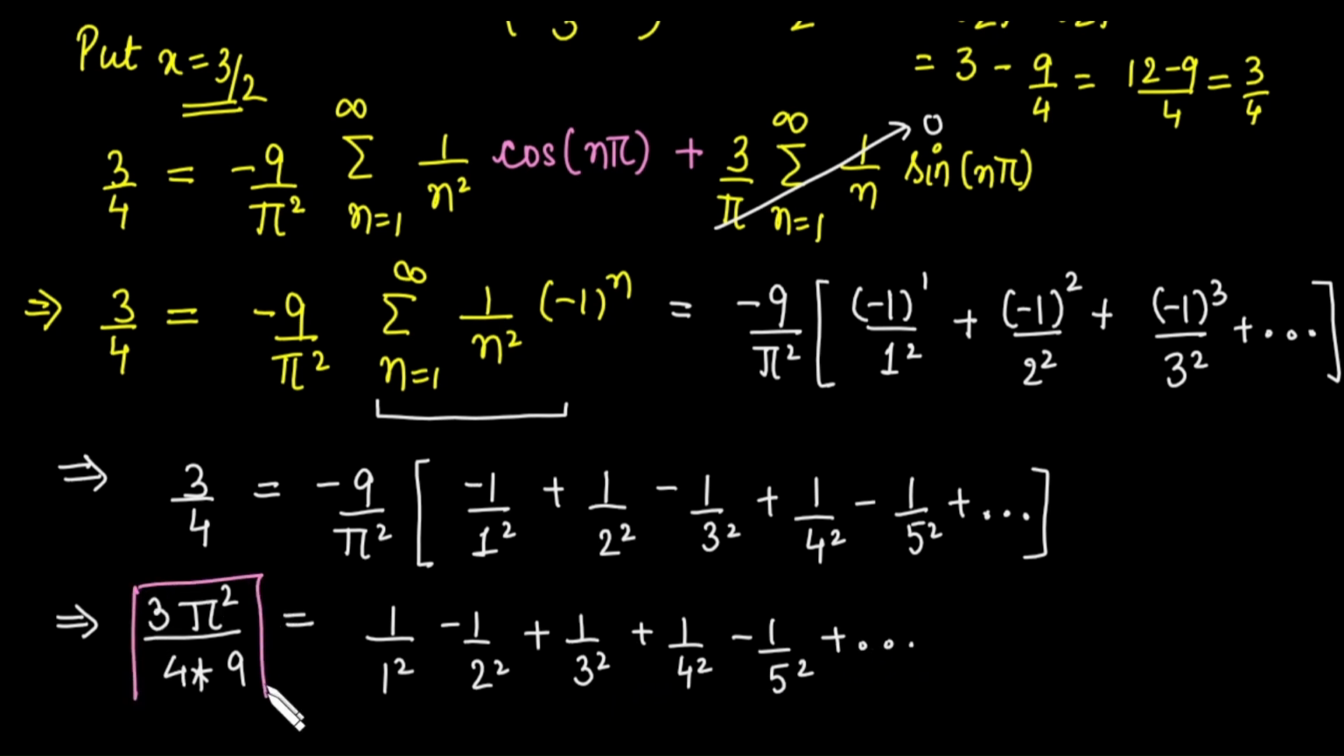From here, what do we have? We have pi square by 12. So we can say that this summation is equal to pi square by 12. And that is the required series.